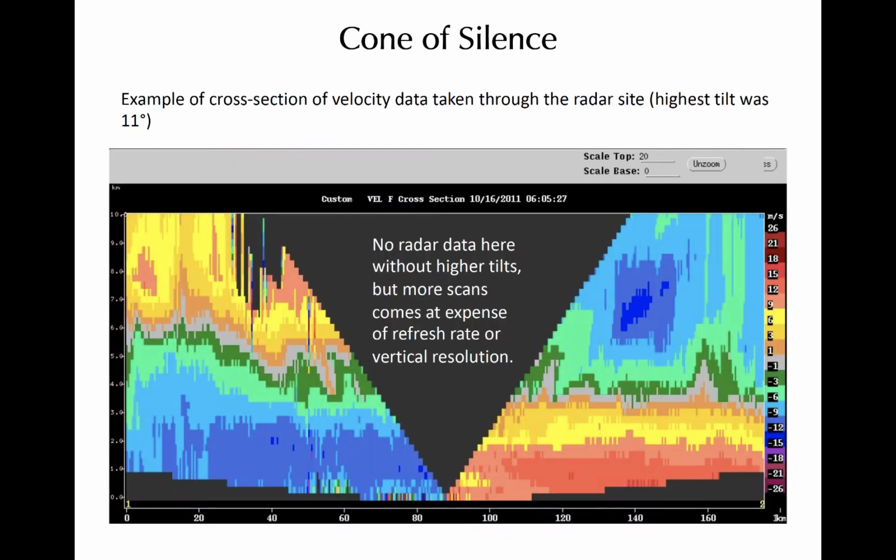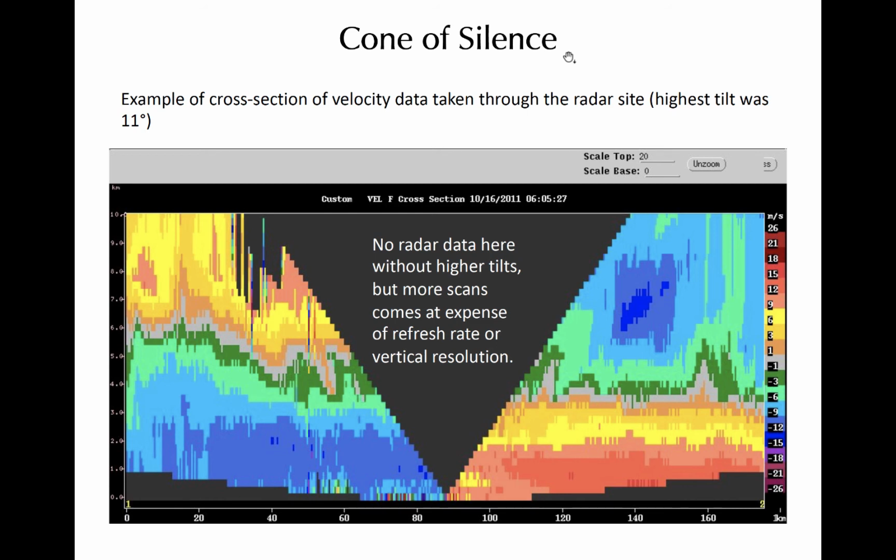As we discussed in a previous module, one limitation of PPIs is that the highest elevation angle, 11 degrees in this example, generally does not sample an area directly above the radar. This area is sometimes colloquially known as the cone of silence.